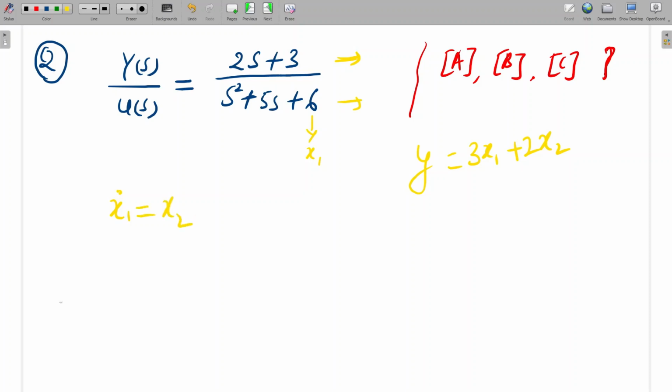This is x1 dot. So what will be x2 dot? x2 dot will be equal to minus 6x1 minus 5x2 plus u. So this will be our state equation. Always the constant we will assume as x1. x1 dot is equal to x2. So s is x1 dot. Again this is x2 dot, so x2 dot will be, this will go to this side: minus 6x1 minus 5x2 plus u.